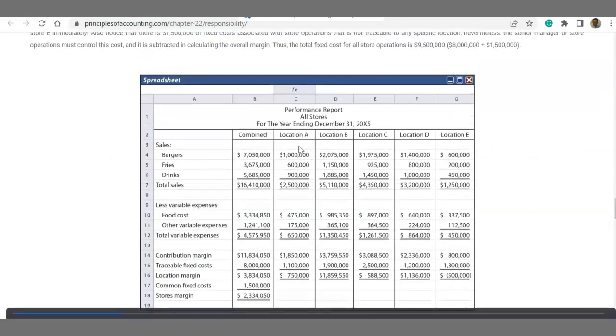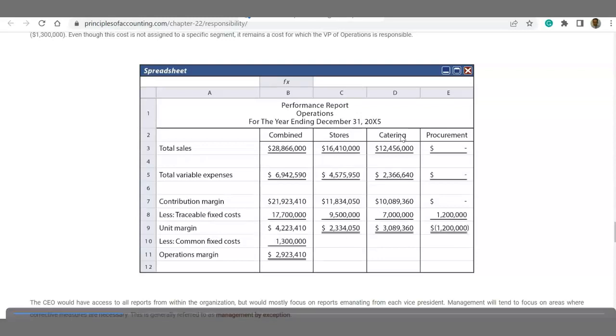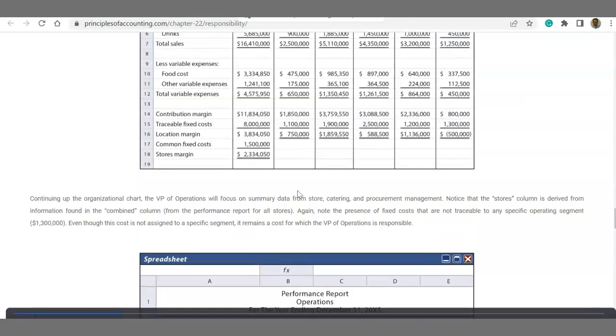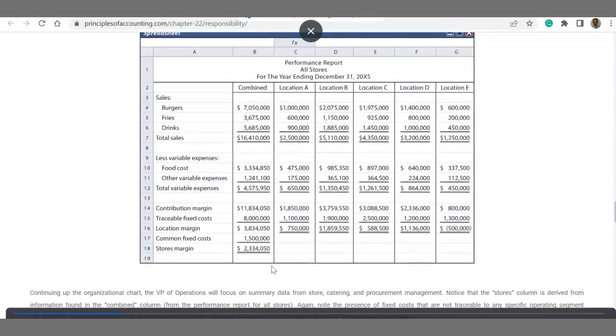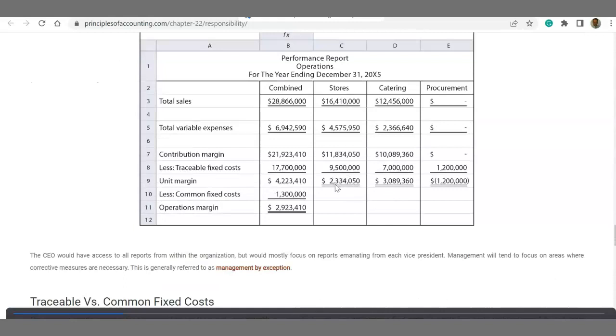Okay, so this was based on, let's say, store locations, and here was based on stores in combination with catering. So those are stores, those are catering. So if you look at the stores, the store margin here is $2,334,050. So this is just one column of stores.